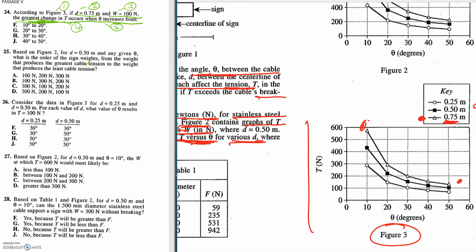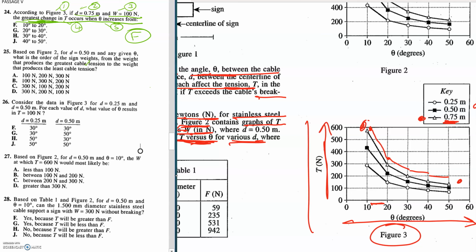Now we have to find the greatest change in the tension, which is up the sides, when theta increases. Alright, so we have theta degrees along the bottom and you see it's increasing. So we're just trying to find in this top line the biggest change. Where is the biggest change that happens? And I think it's pretty easy to see. It happens here. This goes down sharply and then it kind of levels off and levels off and levels off. So the biggest change happens from this, which is like almost 600 to about 350. So that's between 10 and 20, and that is F.